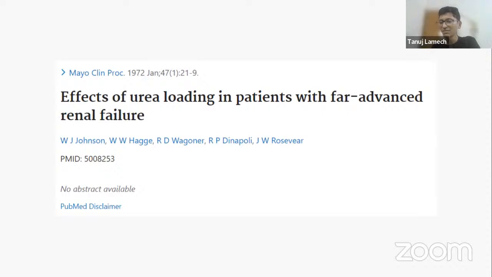And they found that maintaining people with high urea did not actually cause any of the uremic symptoms such as encephalopathy and so on. So urea is basically not the cause of uremia.